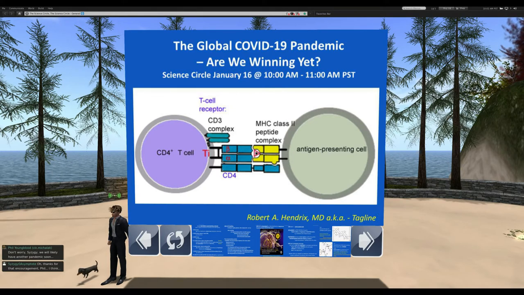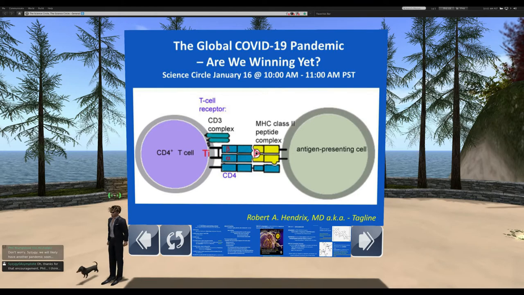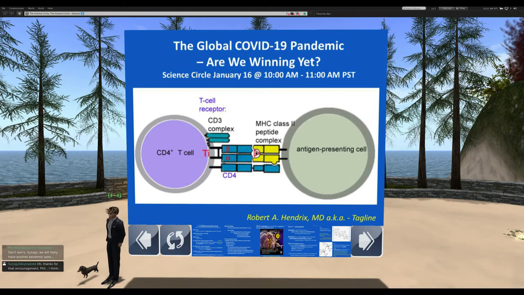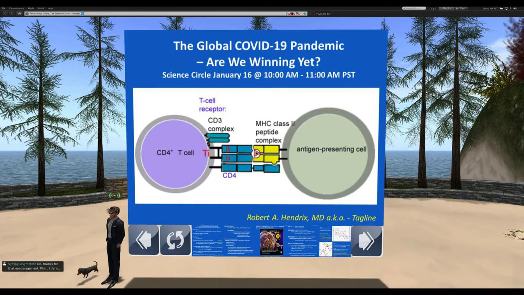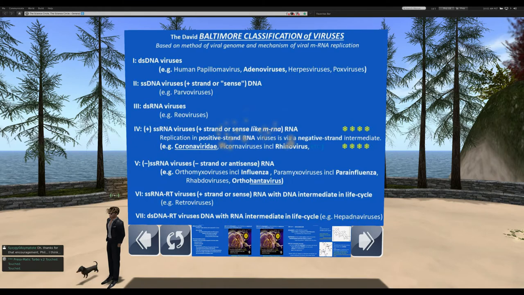There are also humoral signals, meaning molecules that float in the serum and float from one cell to another. That's another way they talk to each other.